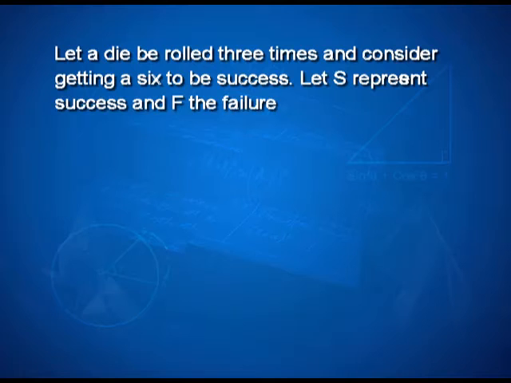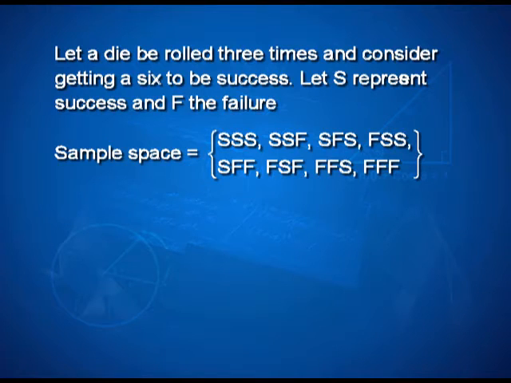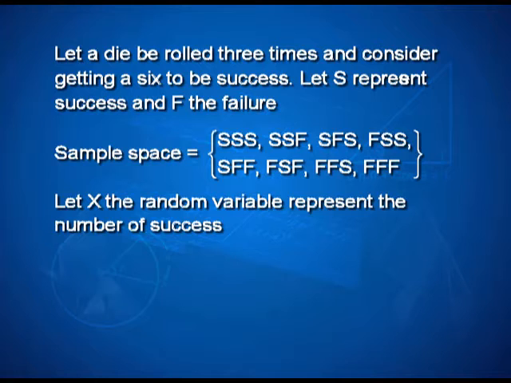Consider this example. A die is rolled 3 times. Consider getting a 6 to be a success. So, S represents success, capital F represents failure. Then the sample space looks like SSS, SSF, SFS, FSS, etc. Right? And therefore, if I take X to be the random variable representing the number of successes, then X can take the values 0, 1, 2 and 3. So, I have no success at all, or I have 1 success, 2 successes or 3 successes.